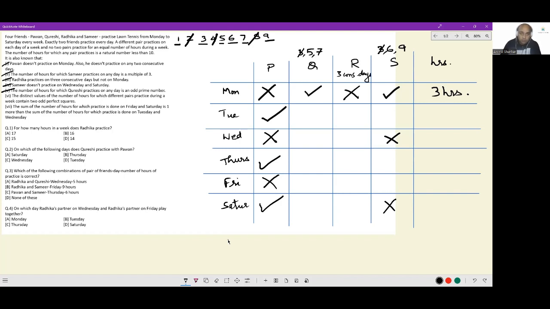Okay. Now, one pair is going to practice for 1 hour. Can that pair involve Q? No. Can that pair involve S? No. So that pair has to be Pawan and Radhika. Whenever Pawan and Radhika play together, they will practice for 1 hour. This much also we know. This is amazing.